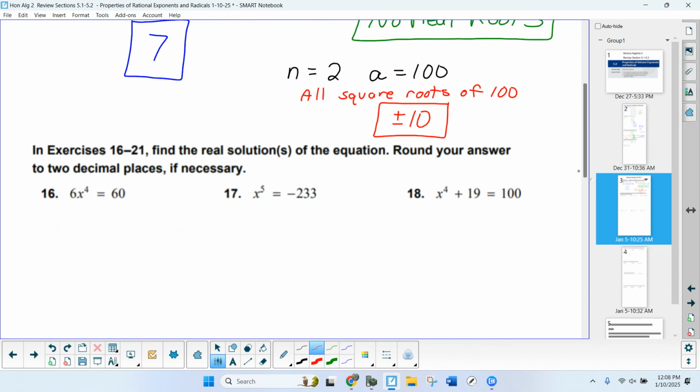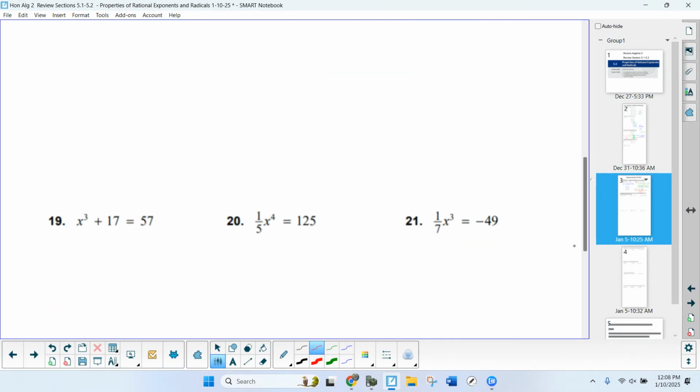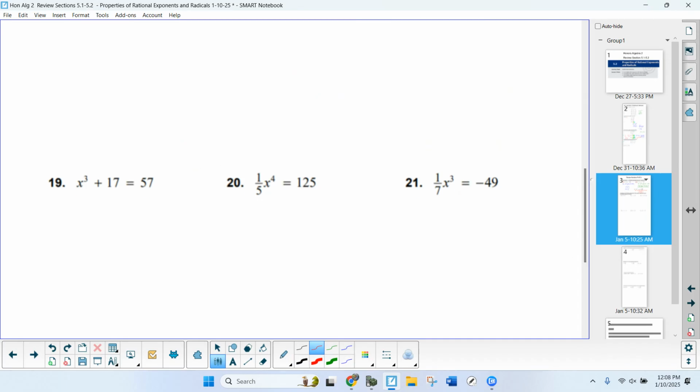All right, here's the directions, but we're not doing any in this row. Find the real solutions, round to 2 decimal places if necessary. So solve, round. Do number 19. X to the 3rd plus 17 equals 57.